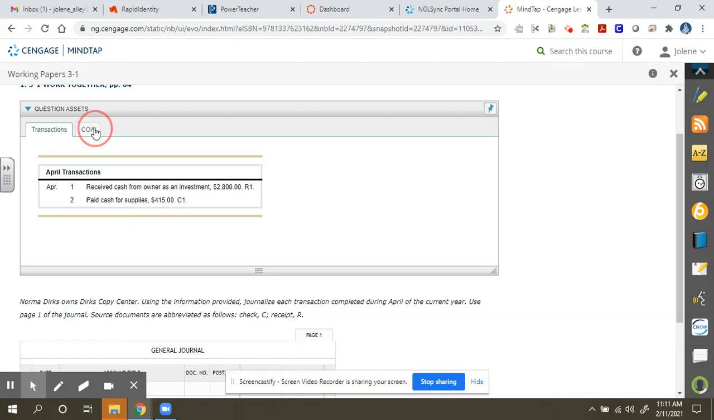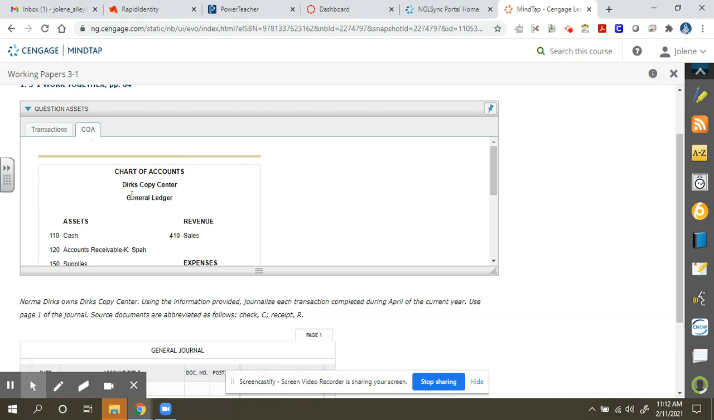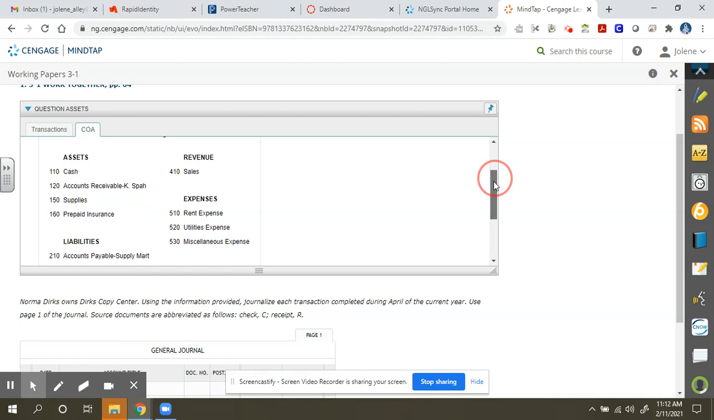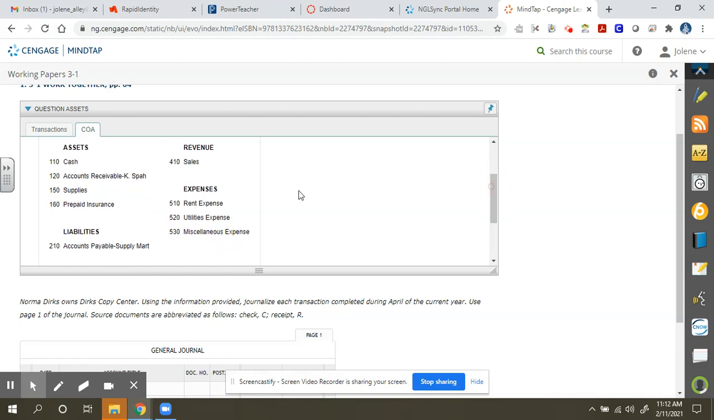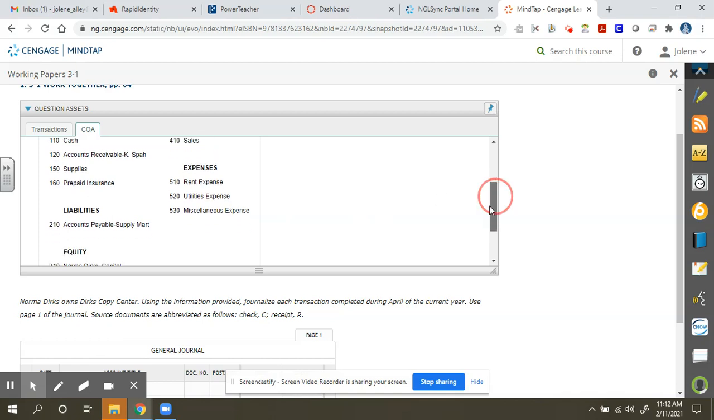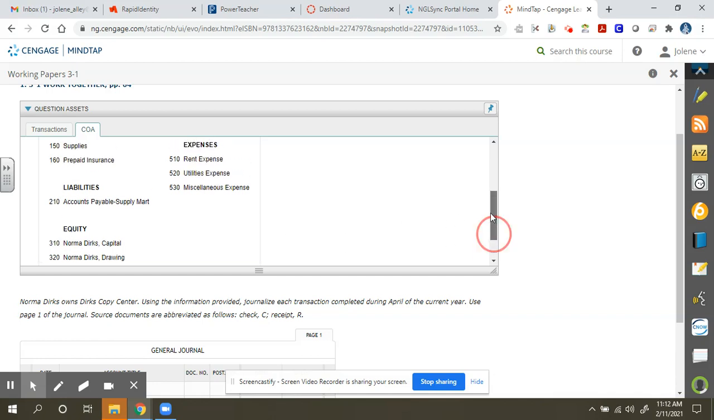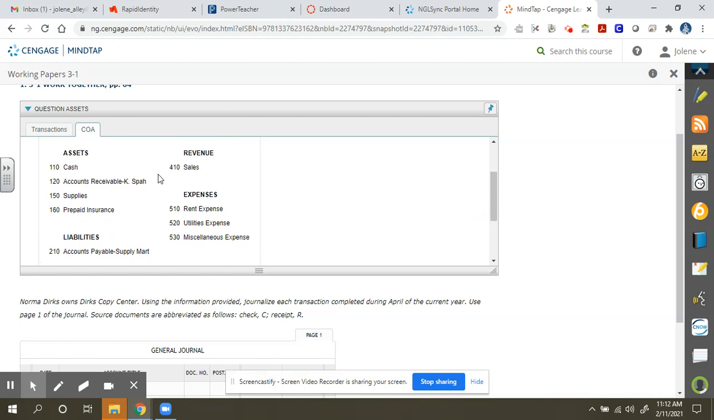This other tab, COA, is the chart of accounts for Dirks Copy Center. These are the only accounts that we can use for Dirks Copy Center. You'll notice that each one has a number in front of it. That's the account number, and then it has the title. It has the assets all together, and the liabilities. There's only one liability. Then equity, owner's equity, capital and drawing account. Then you have revenue, which is sales, and expenses. For Dirks, they have rent expense, utilities, and miscellaneous expense.